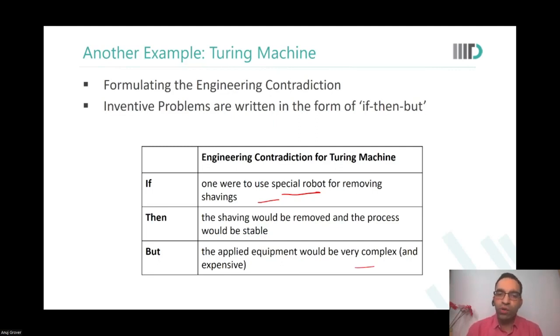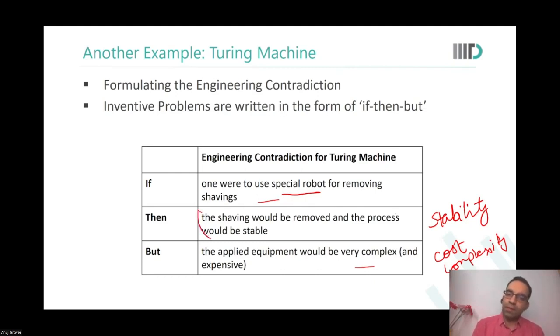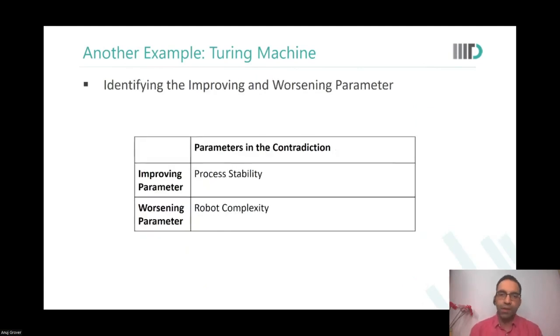So what do we want to do? We want stability, but we do not want the cost or complexity to degrade. Are you able to see this? So whatever the then and but parts are, you try to generalize them. So you want to improve process stability, but do not want to degrade the complexity of the system. So you come to a little more generic parameters.